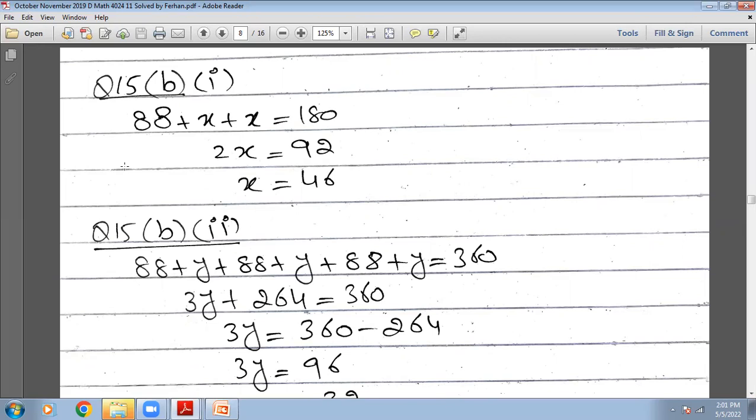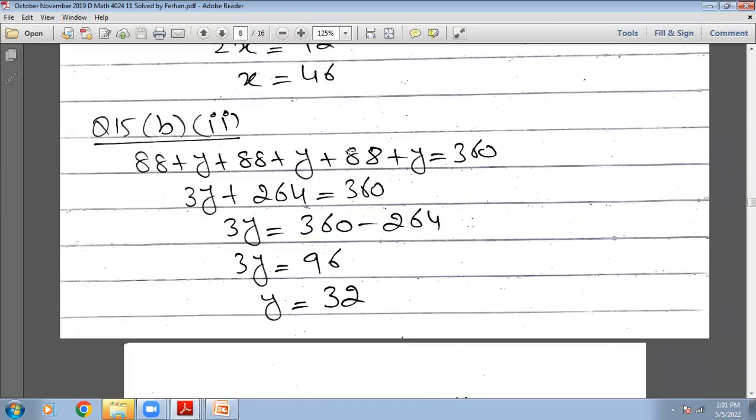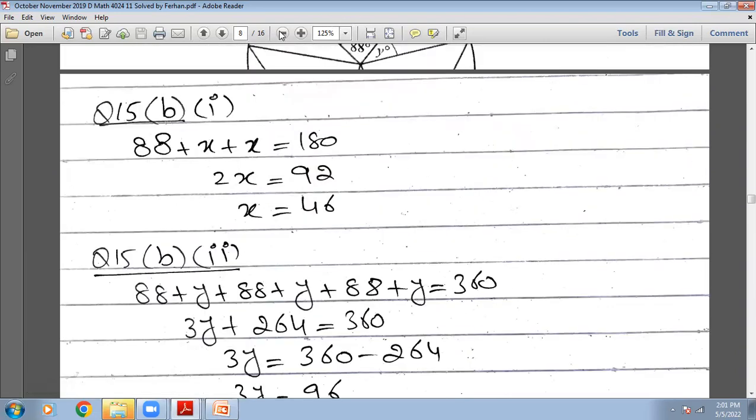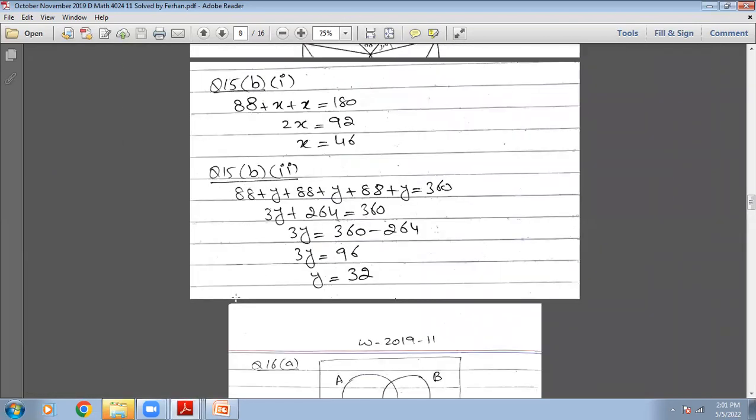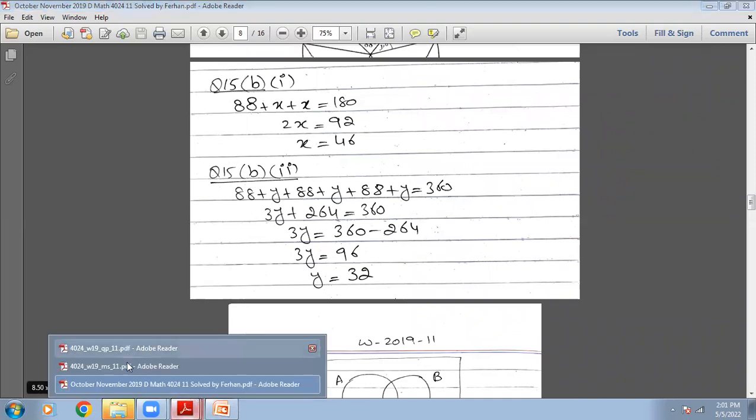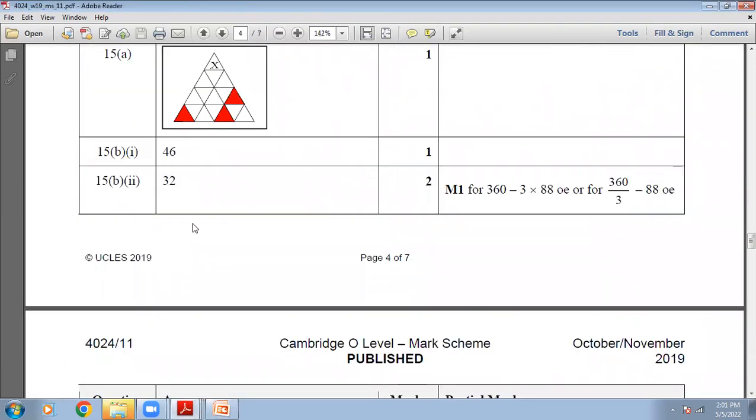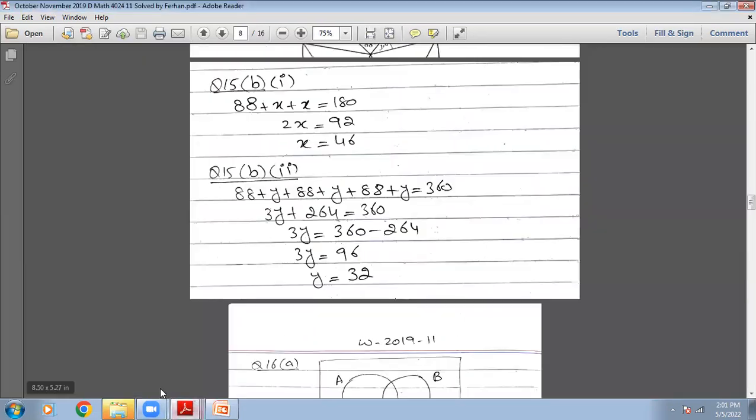Question 15B, second part, it will be 88 plus Y plus 88 plus Y plus 88 plus Y equals 360. So 3Y plus 264 is equal to 360. 3Y equals 360 minus 264. And that will be 3Y equals 96, and Y will be equal to 96 divided by 3, and that will be 32. So the X value is 46, and the value of Y is 32. So let's check from the marking scheme what the marking scheme has to say. 46 and 32. So our answer was 46 and 32. So our answers are right.